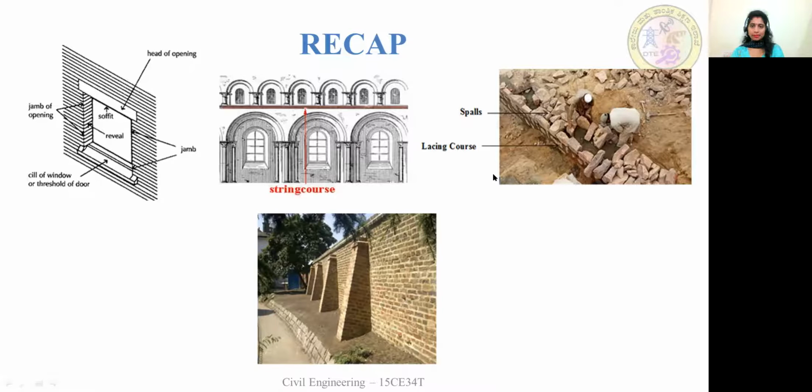The next definition we have seen is lacing course. It is a layer of stone provided on either side, and the space between the stones we pack with stone chips, which are known as spalls. The gap is known as void. Next we have seen buttress. This is the sloping or inclined wall which is provided to support the tall wall. Usually it is provided at regular intervals and is known as buttress. This is about terms used in stone masonry.